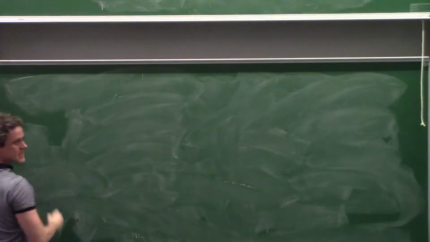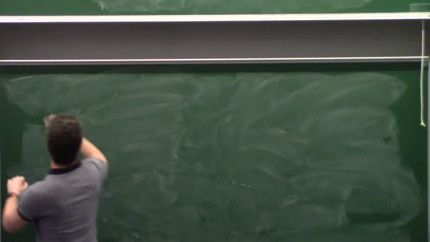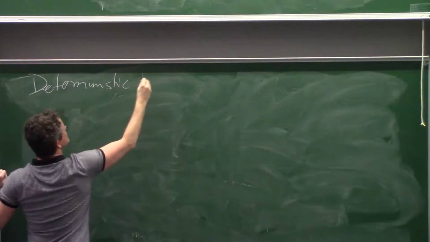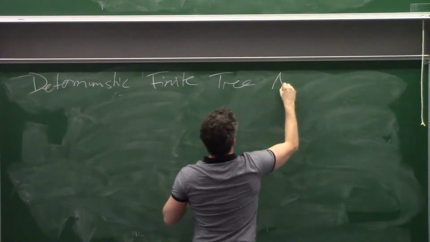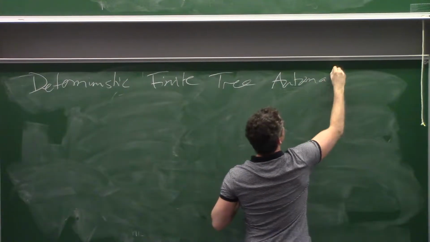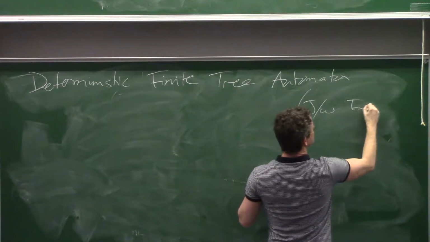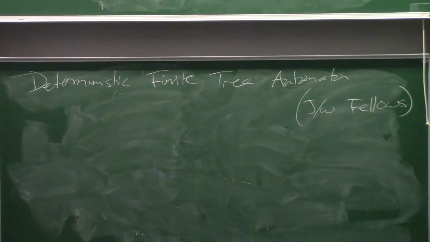So here we go. What's the acronym? Deterministic finite tree automata. And everything from here is joint with Mike Fellows. Okay, so the idea is the following.